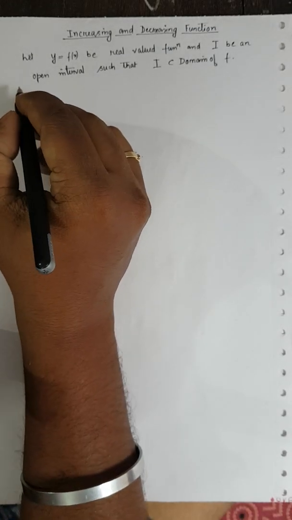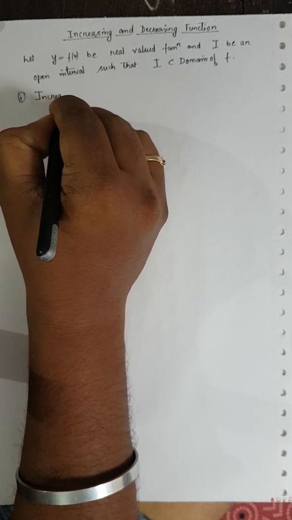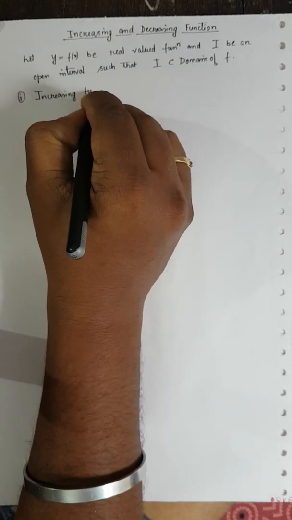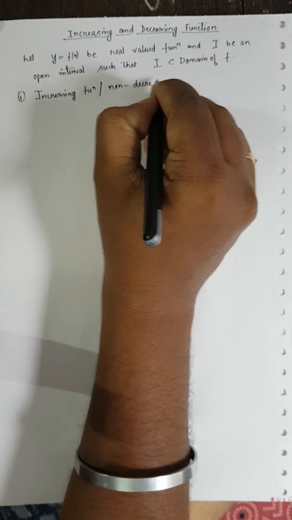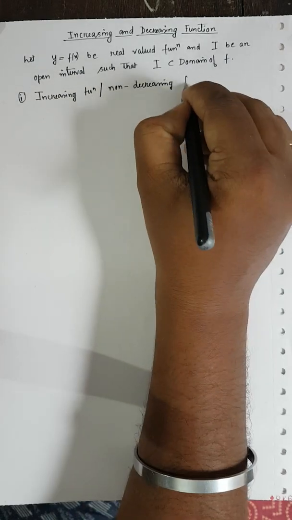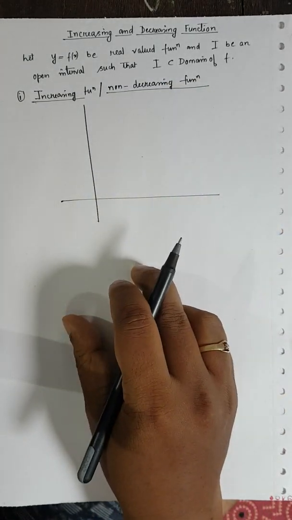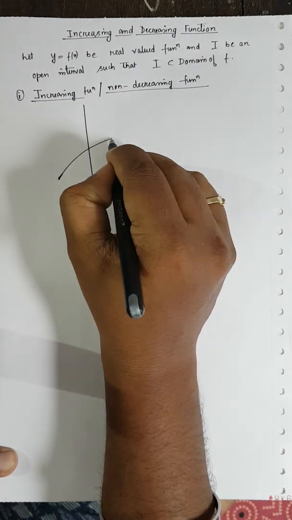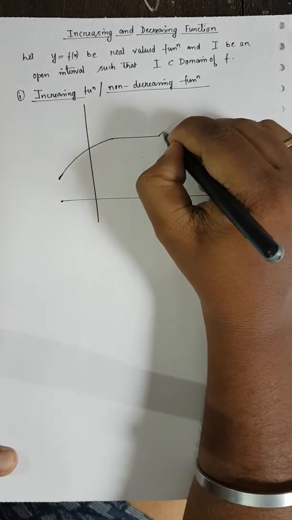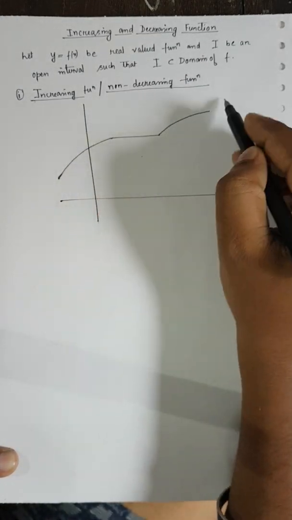First one is increasing function, or you can say non-decreasing function. How to check this? If I draw the curve of an increasing or non-decreasing function, it will be like this. See, the function increases, then it is constant, then again increases.